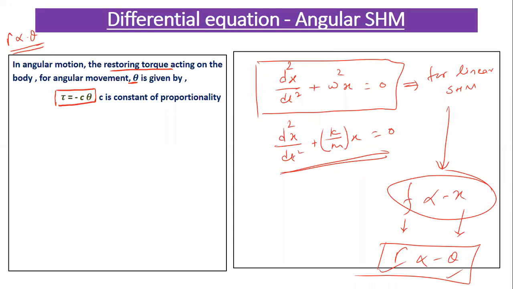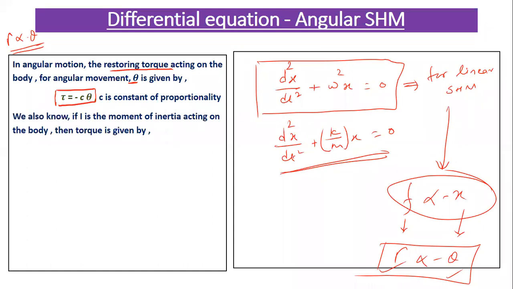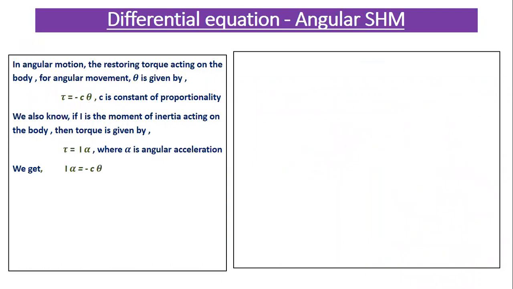Now after this, we also know that if I is the moment of inertia acting on the body, then torque is given by the moment of inertia and the torque relation that we already derived: torque is equal to I alpha, where alpha is the angular acceleration. So we get here two formulas of the torque. This is the first formula. This is the second formula.